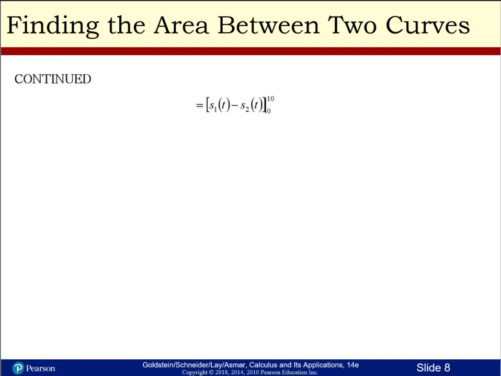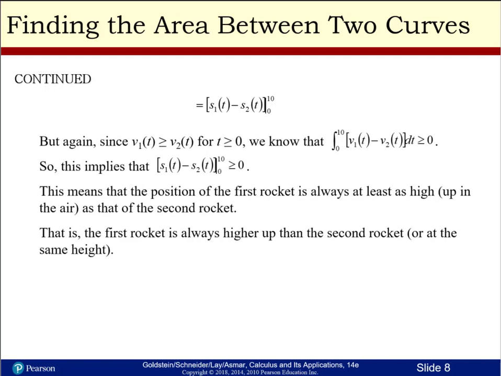So here we have our same thing that we had, but again, since v1 of t is greater than v2 of t for t greater than 0, we know that the integral from 0 to 10 of the subtraction of those two velocities is also going to be greater than 0. So this implies that the position functions, when you do that antiderivative, is going to be greater than 0. This means that the position of the first rocket is always at least as high up in the air as that of the second rocket. That is, the first rocket is always higher up than the second rocket, or at least the same height.